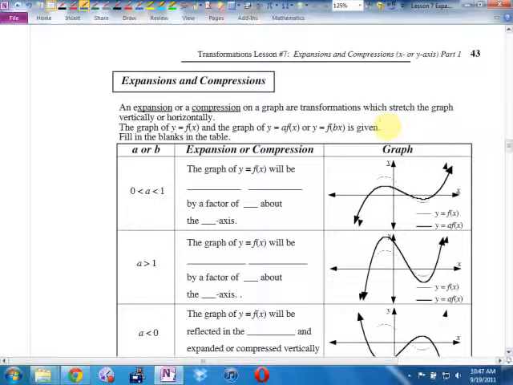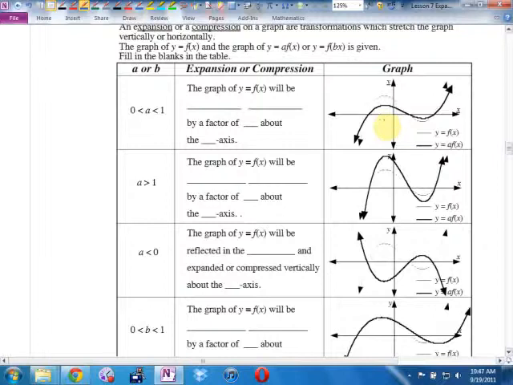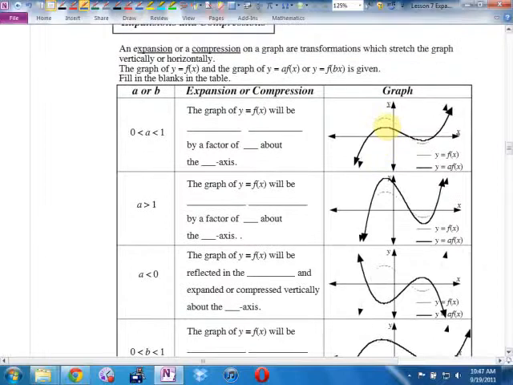Page 43. Lovely summary of everything we've done today. So, we're looking at the A being right here. If A is a fraction, for example, y equals 1/2 f of x.